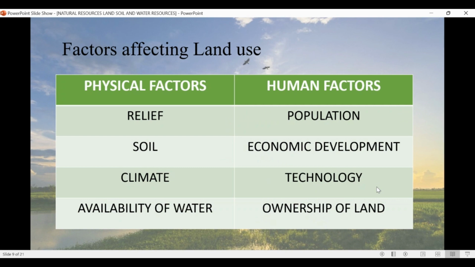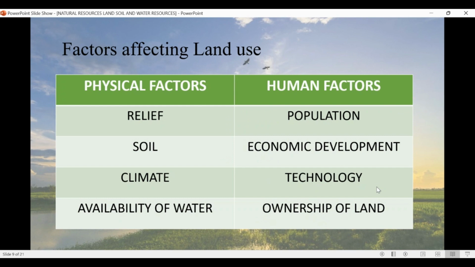And the third factor is climate, like the subtropical or the mid latitude zones or the extremely high and low temperature zones are not very suitable for agriculture and settlement. Then, availability of water. Well, regions of very high and very low rainfall are not well suited for most economic activities.